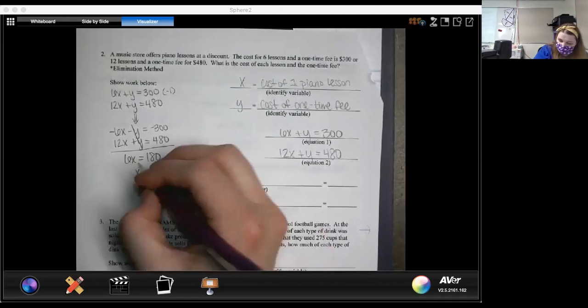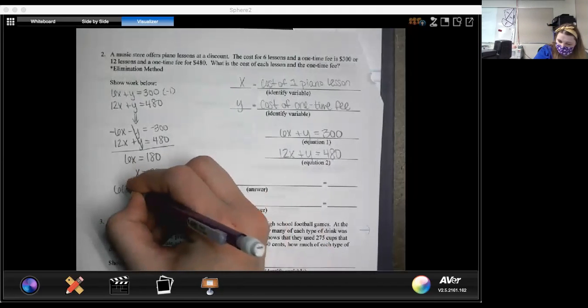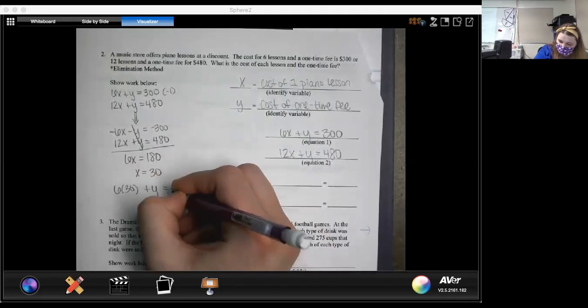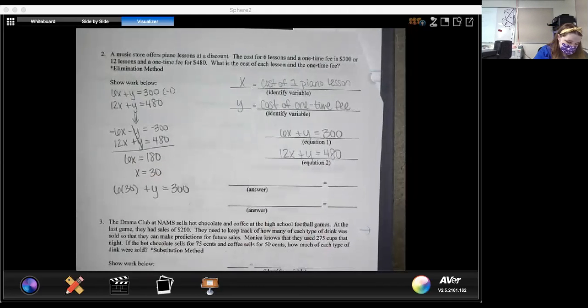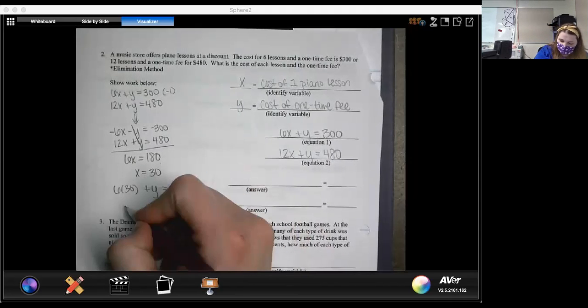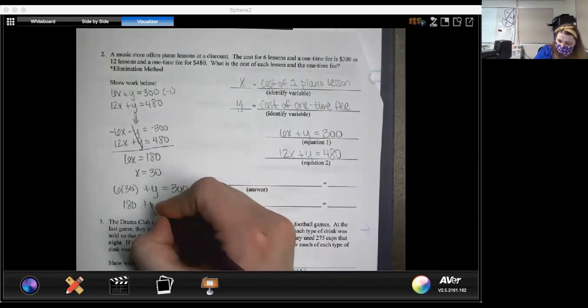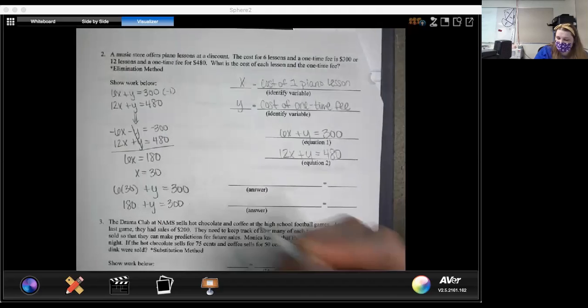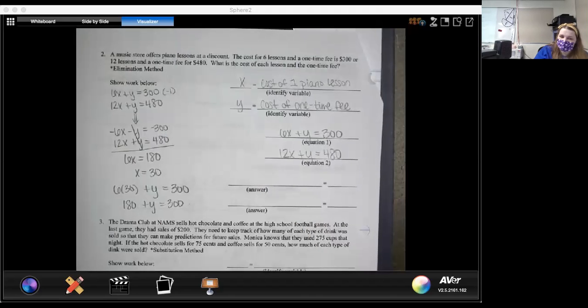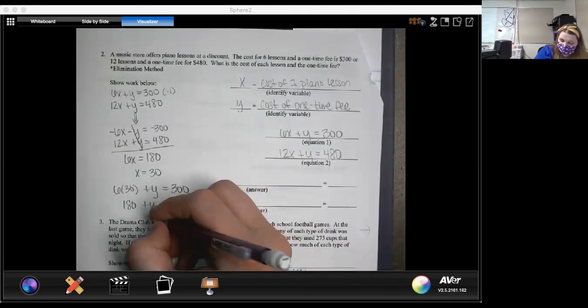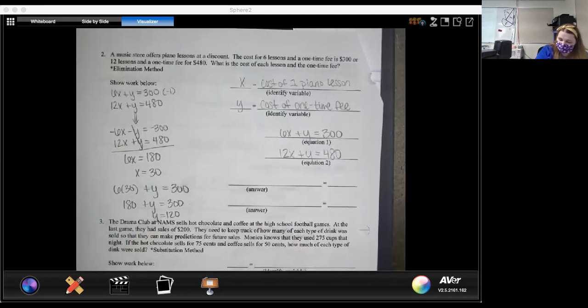Okay, now we're going to substitute that 30 back in. So 6 times 30 plus y equals 300. 6 times 30, let me clarify, is 180. Pretty easy because we just did that math. So therefore, y equals 120.